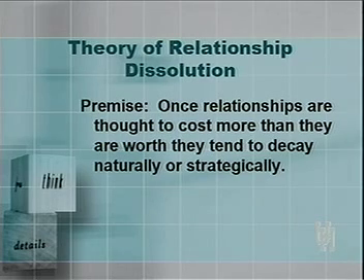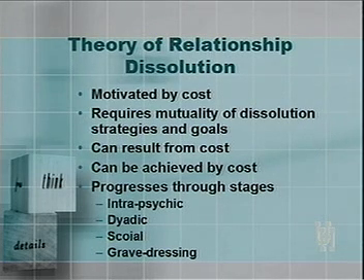Okay, once relationships are thought to cost more than they are worth, they tend to decay naturally or strategically. Then they are motivated by cost. We've established that. Requires some mutuality of dissolution strategies and goals. Now, as kids, we probably tried to get rid of other kids.